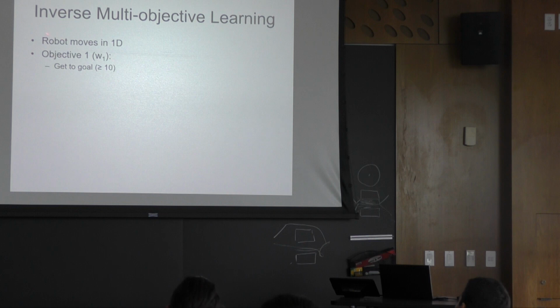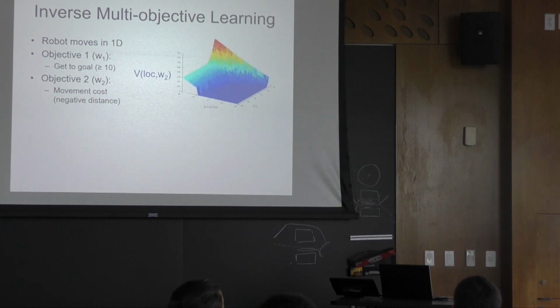And I'm going to weight the objective with weight 1. Okay? The other objective says I have a movement cost, right? Okay? And that's going to be weight 2. Okay? Now I don't know what your weights are. I don't know weights for a problem, but I will observe some behavior perhaps.